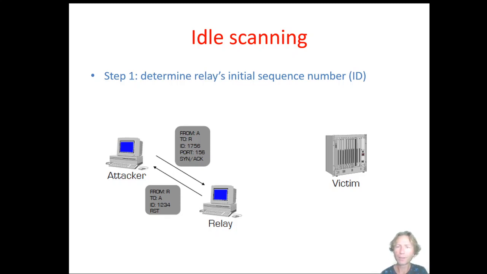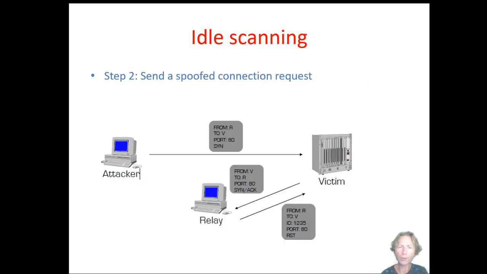And once we know that, we're now going to contact the victim. We're going to contact the victim with a SYN packet to, say, port 80, pretending to come from the relay. So it's going to spoof the IP address. That means that the victim will reply to the relay. Okay, and it's going to reply with a SYN-ACK if the port was open, right? If the port was not open, it's going to be a reset.